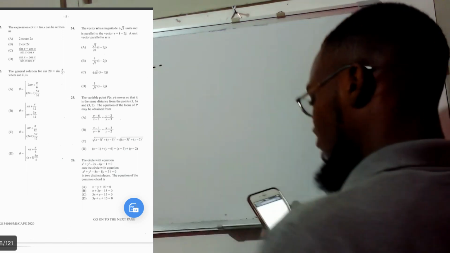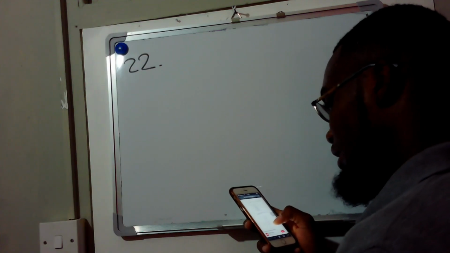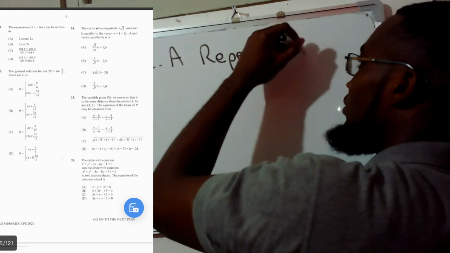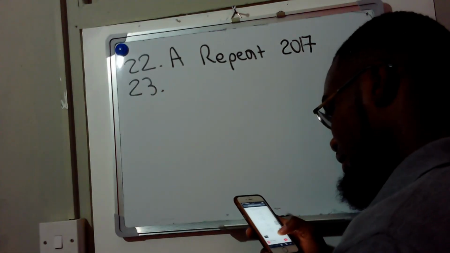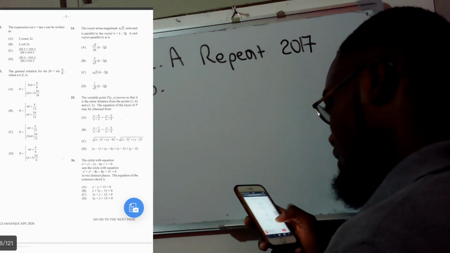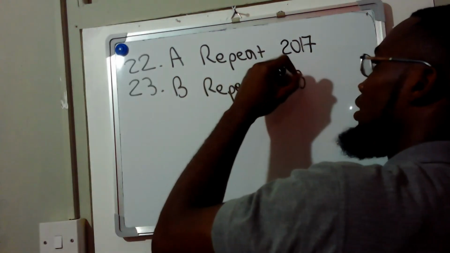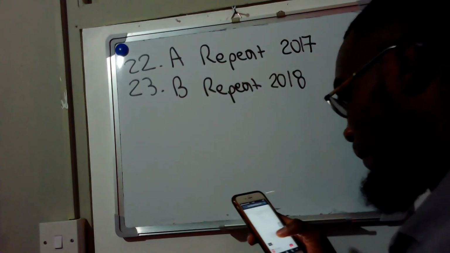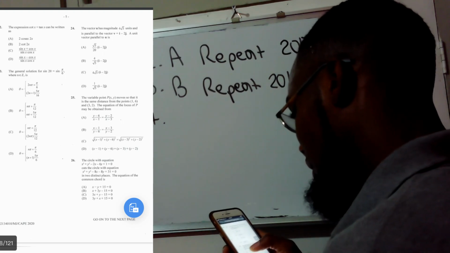Number 22 is option A. This is a repeat from 2017. Number 23 is option B. This was a repeat from 2018. Number 24, this was another repeat. Let me look and scan through which one it was.